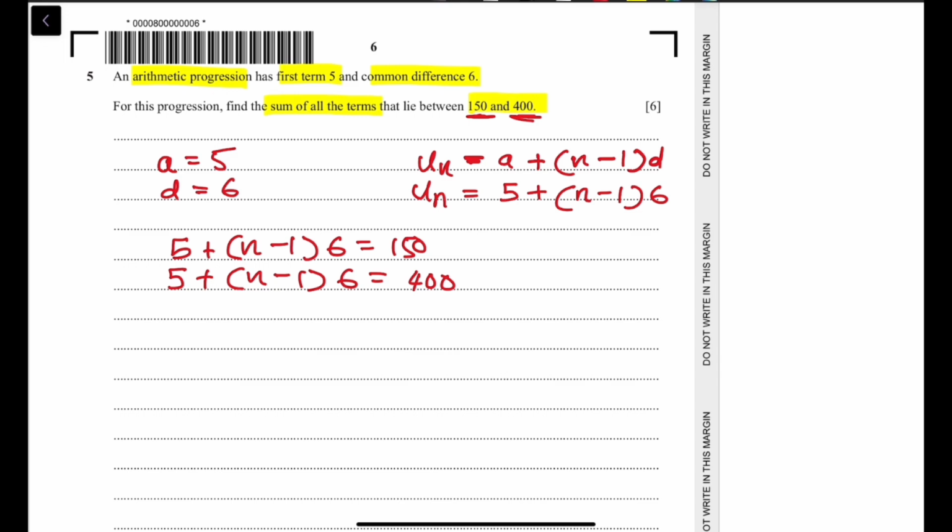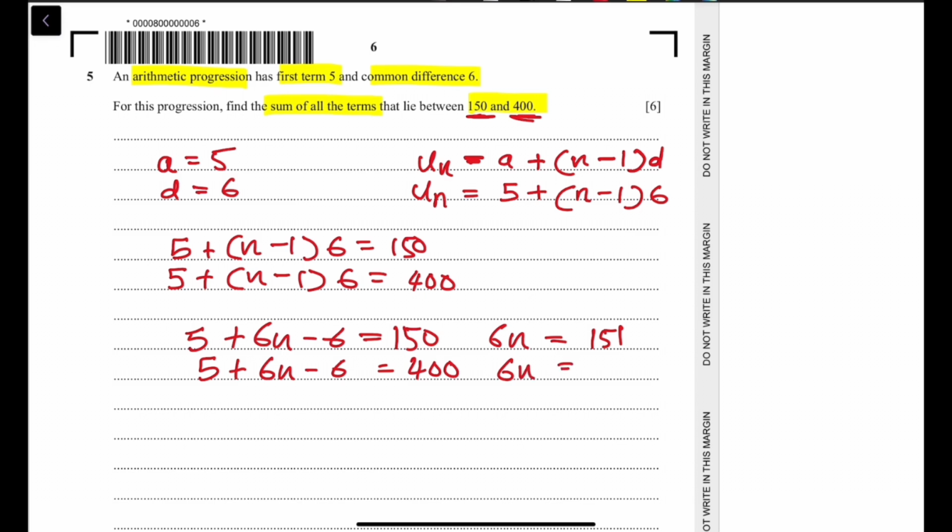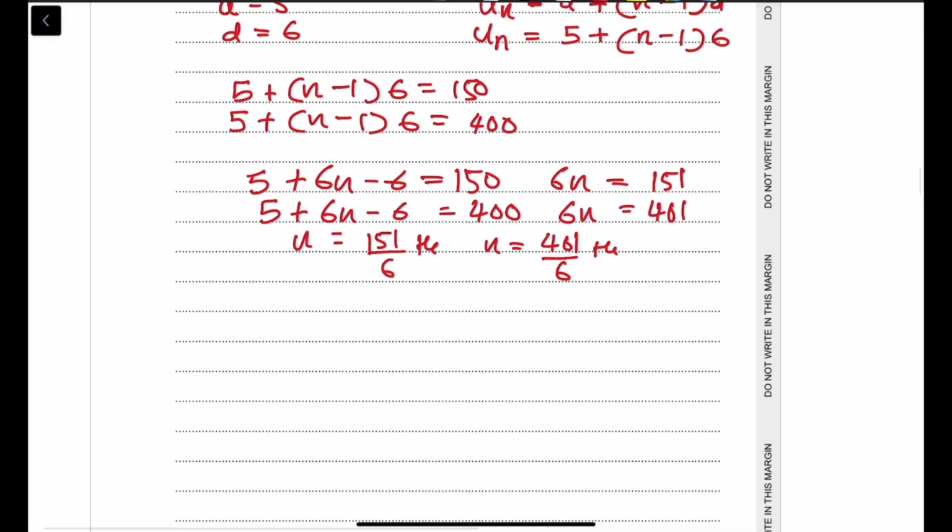If we expand these, for the first one we can do 5 plus 6n minus 6 equals 150. 5 plus 6n minus 6 equals 400. Therefore, 6n equals 151 and 6n equals 401. n equals 151 over 6, n equals 401 over 6. Therefore, 150 is our 25th term, and our 400 is our 67th term.